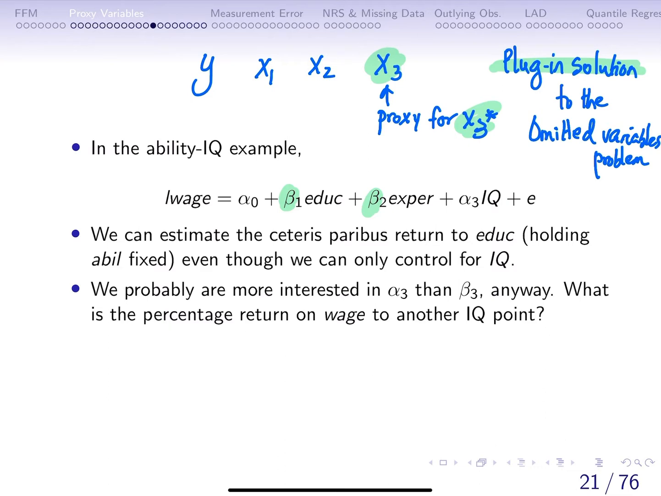Now, in our example, we said that wage is determined by education, experience, and ability, and then we've introduced this proxy variable. And notice this is not beta 3, this is alpha 3. I've described what alpha 3 is and also what alpha naught is in the previous video. So we can estimate the ceteris paribus returns to education, even though we are only controlling for IQ. You might think we're probably more interested in alpha 3 anyway, because we can actually interpret IQ. We can say what happens to the return on wages if IQ goes up by 1 point.